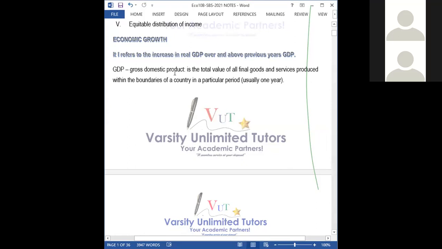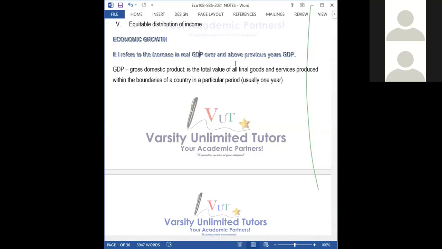All right, so economic growth refers to the increase in real GDP over and above the previous year's GDP. So when we are looking at economic growth, we use a metric that is referred to as GDP, which basically stands for gross domestic product. So with gross domestic product, it simply refers to the total value of all the final goods and services that are produced within the boundaries of a country in a particular period of time.